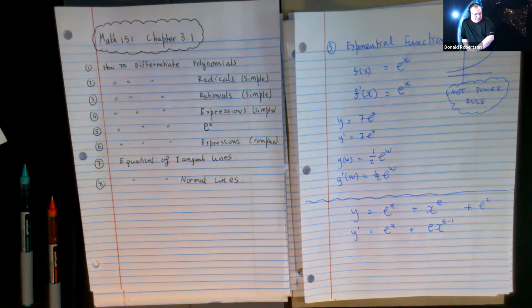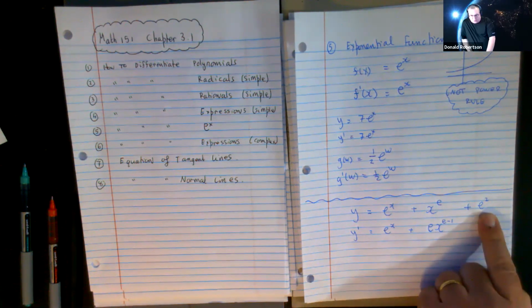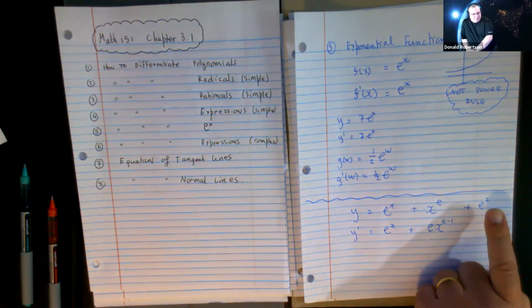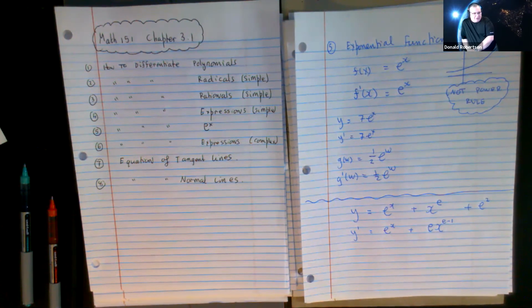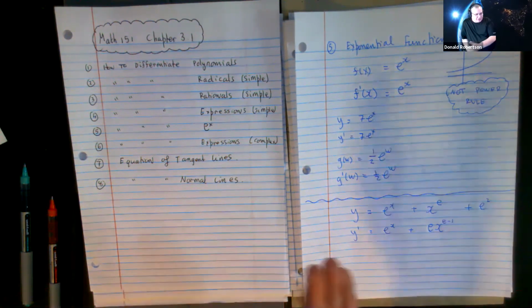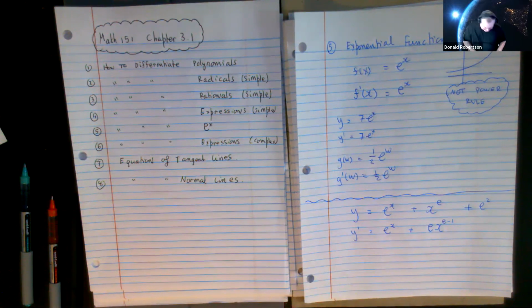Isn't e squared just a number? And I don't care how you write that number. If you're a number, you're still going to get 0 when you differentiate me. Do you know the most common mistake that people make? They call that guy e squared. You know, they say its derivative is e squared, it's not.